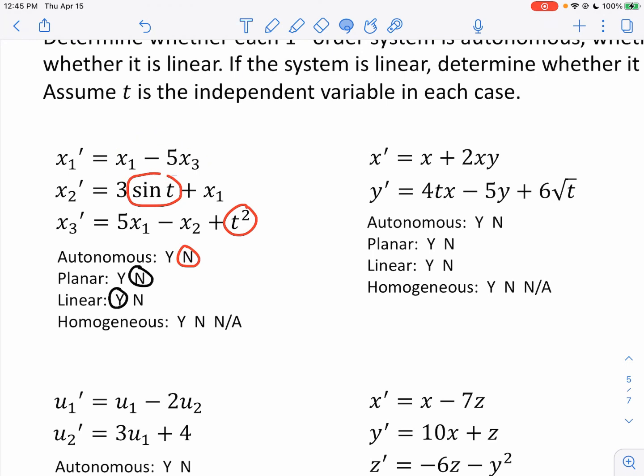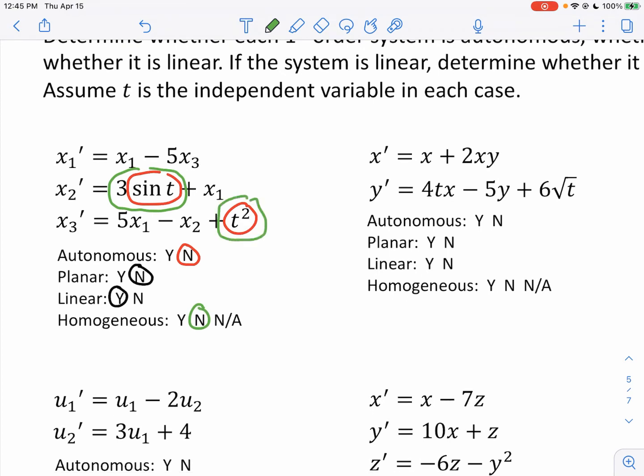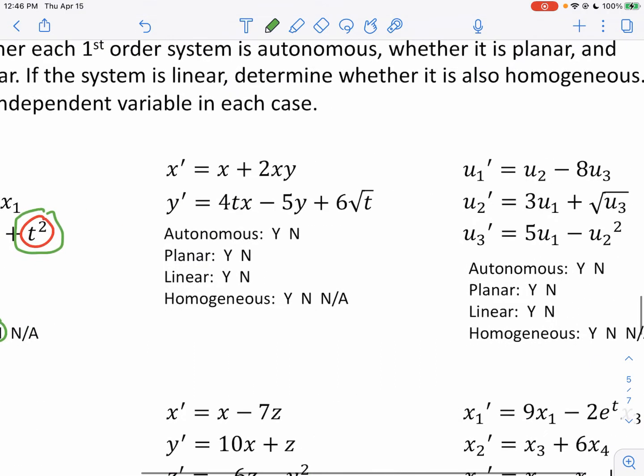In the second equation, this first term does not involve a dependent variable. So let's go with color coding for this part. This term right here is going to make this non-homogeneous. And in the second equation, this term right here, that t squared term, is also the reason why this is not homogeneous. It's a term that does not involve a coefficient times a dependent variable. Okay, let's go to the next example.